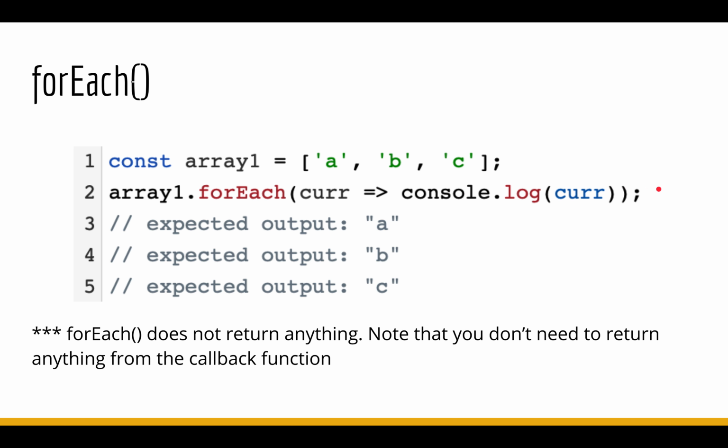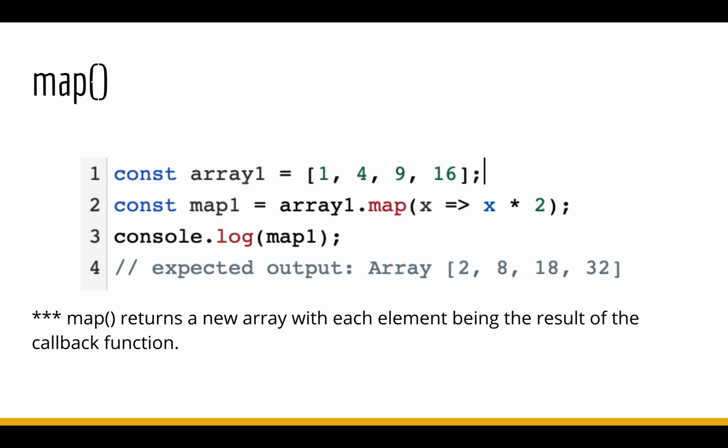Now, if we are in a situation where we want to return things and generate a new array, we have the map function. This is super useful, especially once we get to React. So in this example, we have this first array of numbers, 1, 4, 9, and 16. We're going to map over that array, and we're going to multiply each number by 2. Again, I'm going to call attention to the arrow function here, and we have an explicit return. So x times 2 is going to explicitly be returned into the new array, and so the map function returns a new array with each element being the result of the callback function.